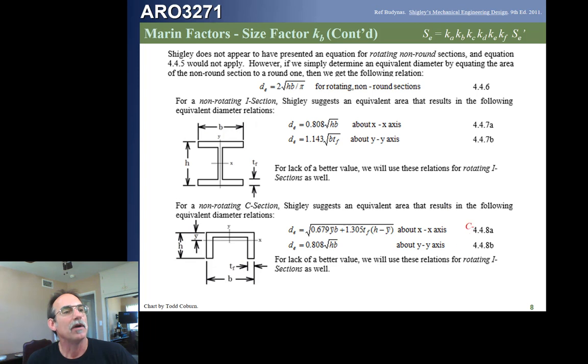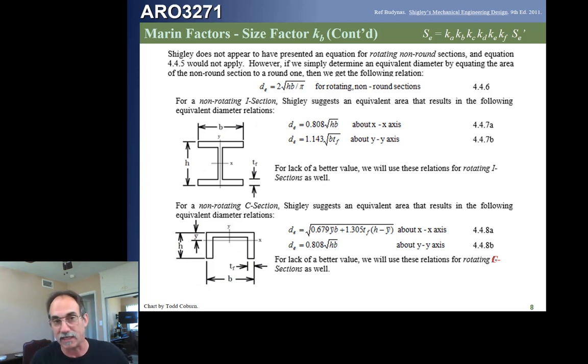So if we have a round rotating sample, then we have this first equation, 2 square root of HB over pi. If we have an I section that's not rotating, we're going to use these two equations. Now what we've got to do is look first at what direction the loading is. If the direction is causing bending about the XX axis, then the first equation applies. If it's about the YY axis, then the second equation applies. Now if you turn your H section on its side, then according to this picture, the x-axis is going like this. So we're talking about this bending for the first equation, and this bending for the second equation. So be sure that doesn't trip you up.